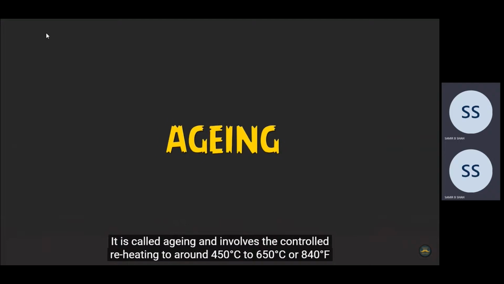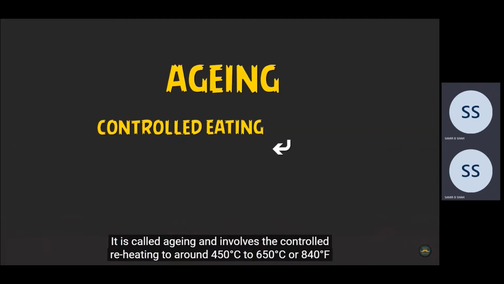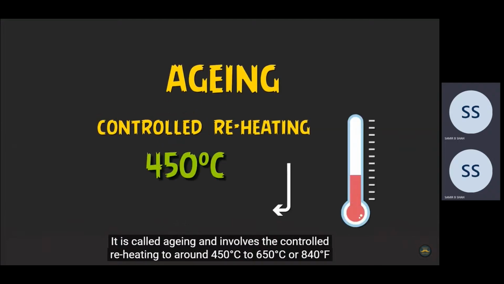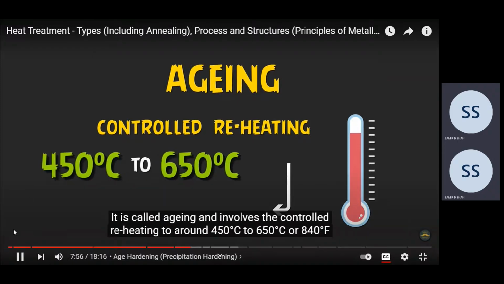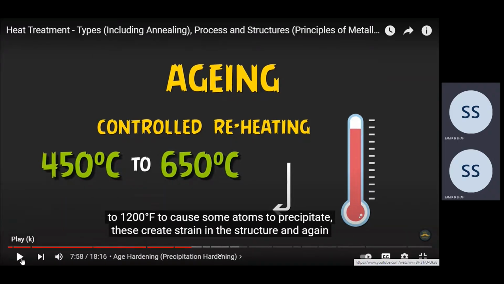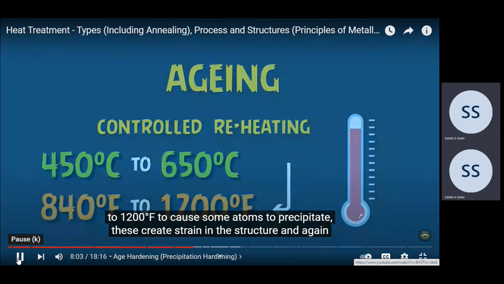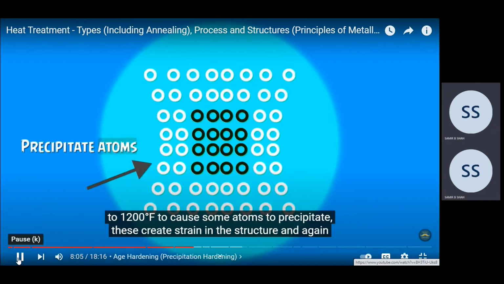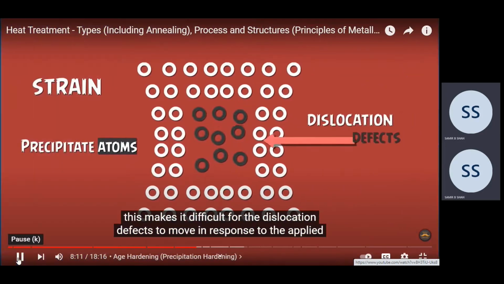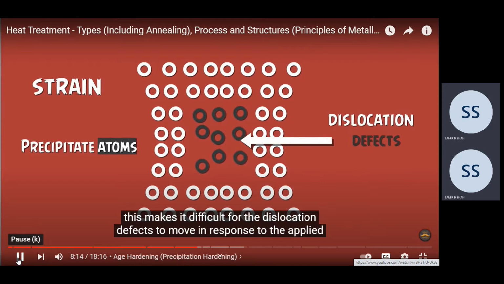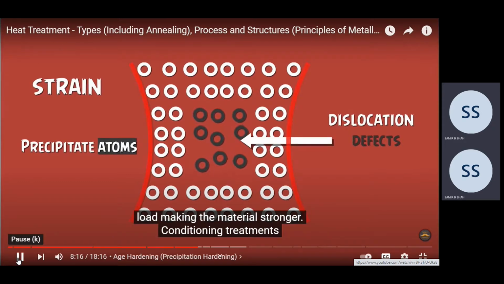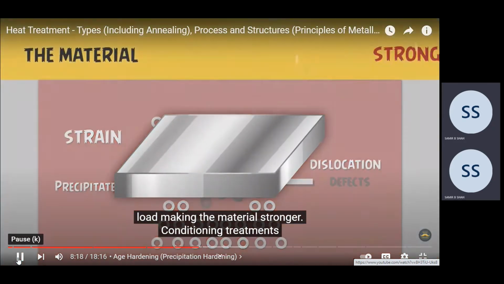It is called aging and involves the controlled reheating to around 450 degrees to 650 degrees Celsius or 840 degrees to 1200 degrees Fahrenheit to cause some atoms to precipitate. These create strain in the structure, and again this makes it difficult for the dislocations to move in response to the applied load, making the material stronger.